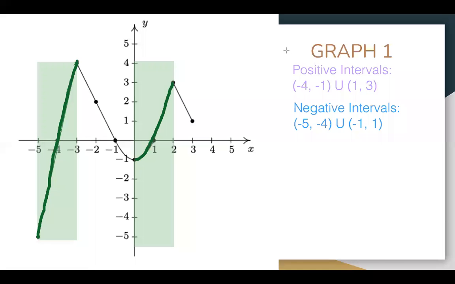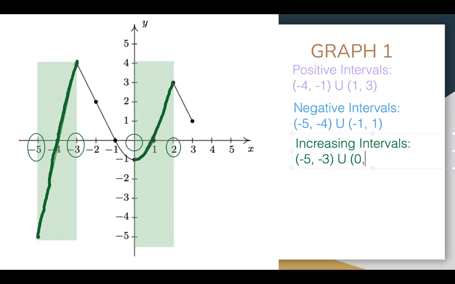Just like with our positive and negative intervals, we're specifically going to look at these numbers. This one goes from -5 to -3. And here there's no number, so that's 0 to 2. Our increasing intervals, -5 to -3, and then 0 to 2.